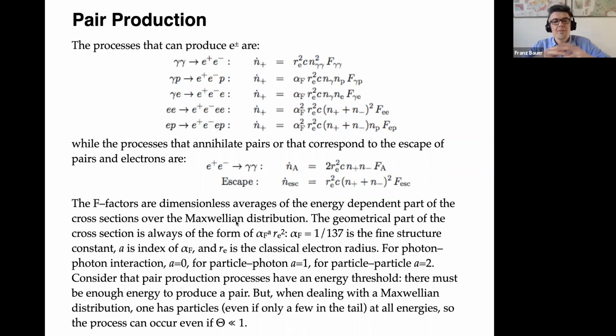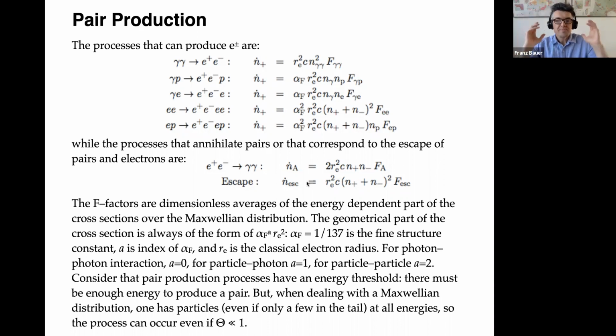Okay, so we can think about the factors here of the fine structure constant. Generally, you can think of it as alpha to the A power. And A equals 0 is for photon-photon interactions, A equals 1 is for particle-photon, and A equals 2 is for particle-particle. Right? And that kind of frames everything pretty decently. So hopefully this makes sense. Interestingly enough, in this case you need the number density of protons plus the electrons plus the positrons, whereas here you have this squared.